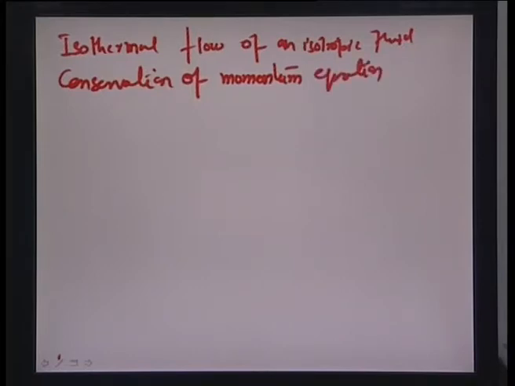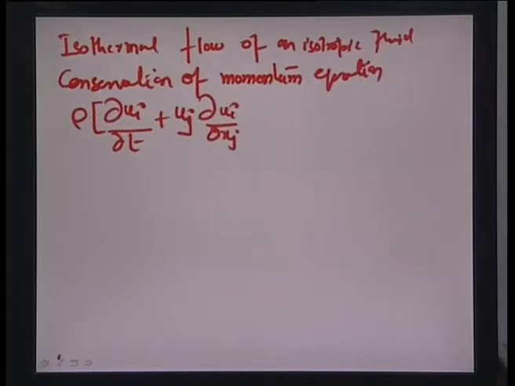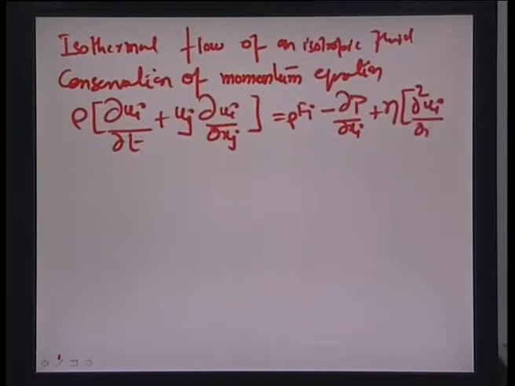The conservation of momentum equation, as we saw earlier, if you look at the momentum equation that we derived before, was rho del ui by del t plus uj del ui by del xj equals rho fi minus del p by del xi plus eta del 2 ui by del xj2. That is what the conservation of momentum equation was in notational form.